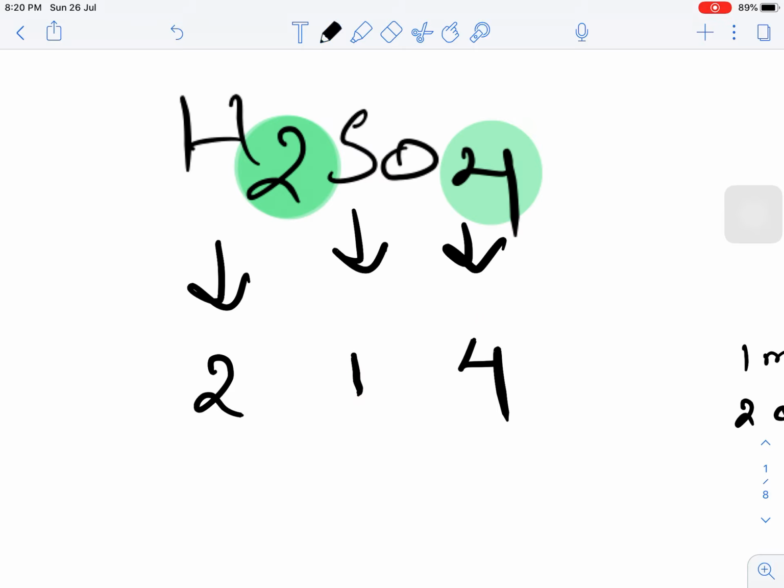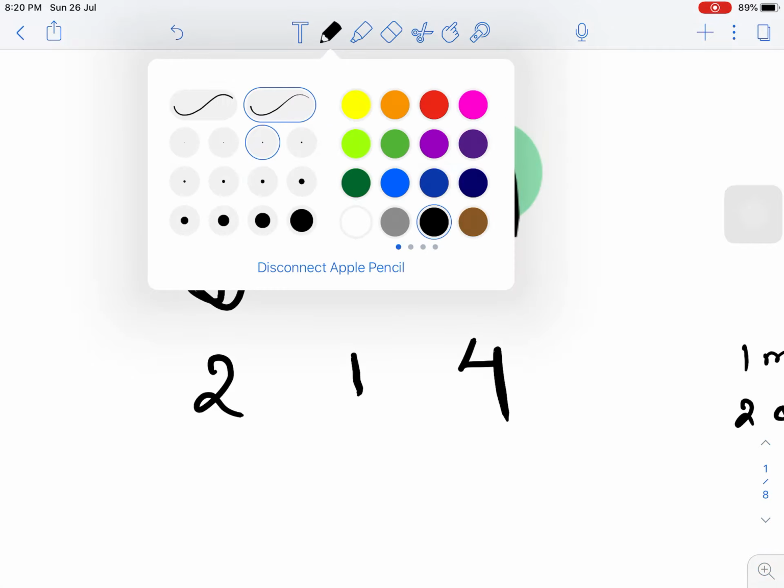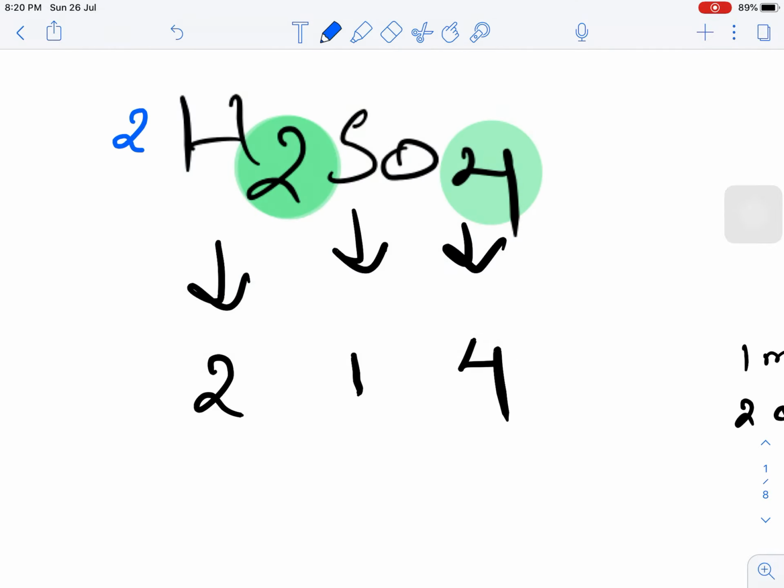Now suppose I am making a change over here. I am just writing here 2. Now as soon as I am writing here 2, the number of these atoms will change.